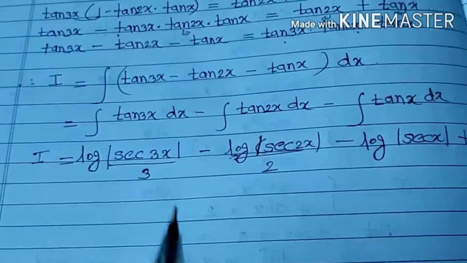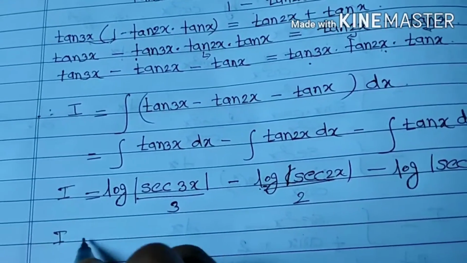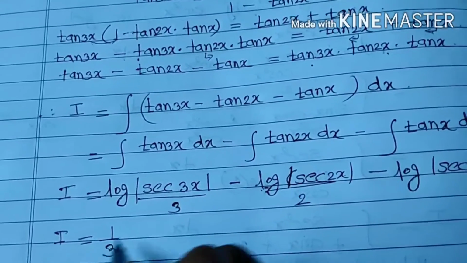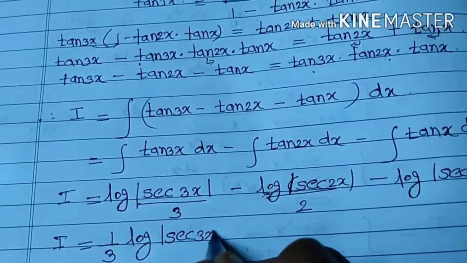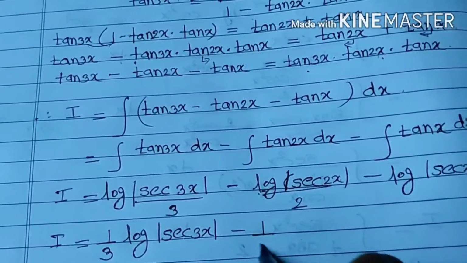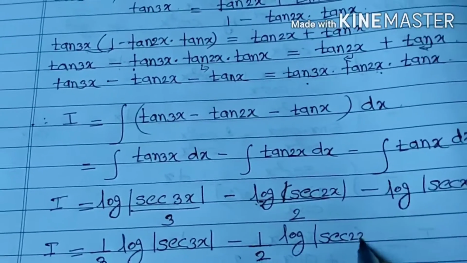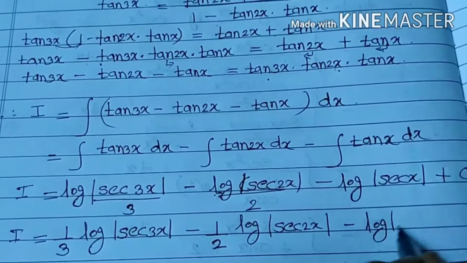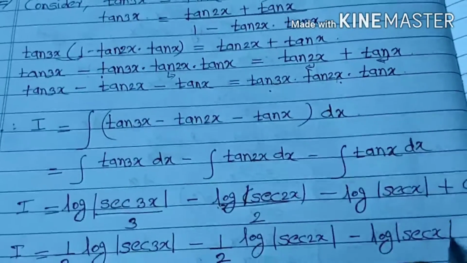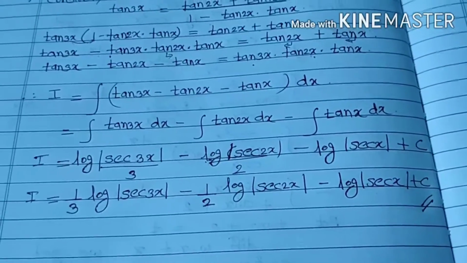I is equal to, we can write it like that, 1 upon 3 log of sec of 3x minus 1 upon 2 log of sec 2x minus log of sec x plus c. So this is our final answer.